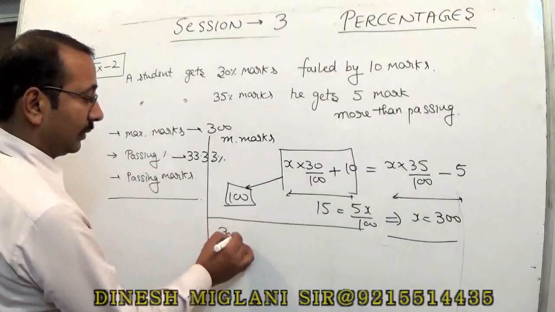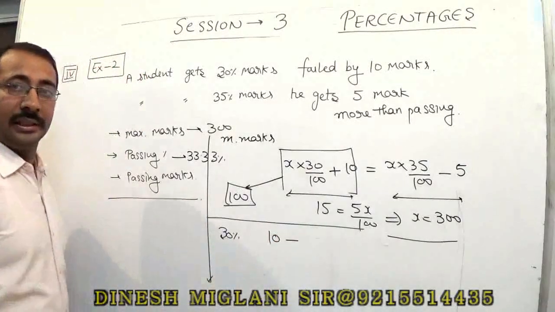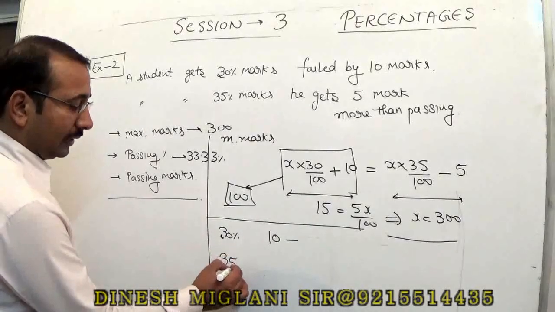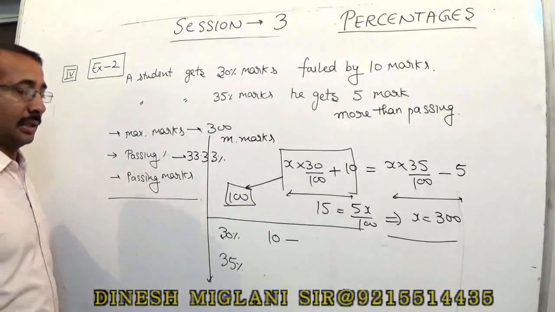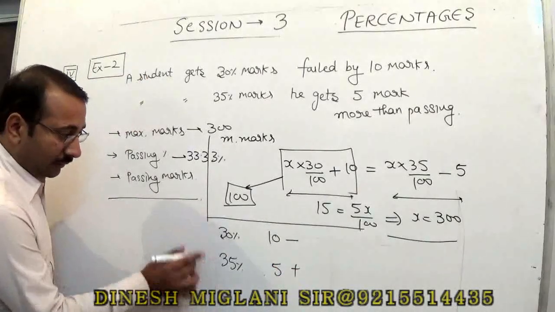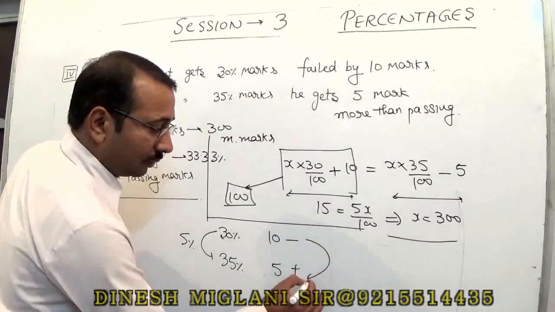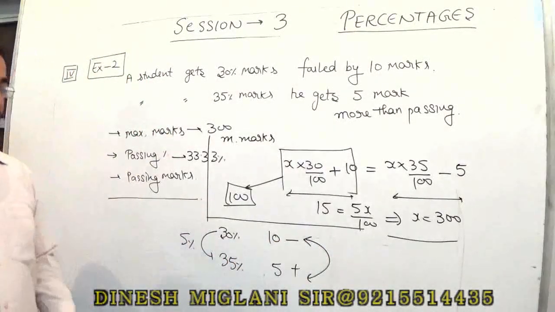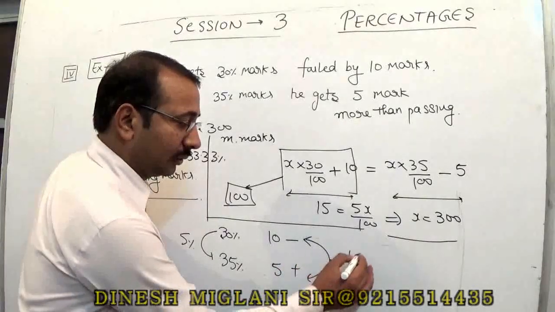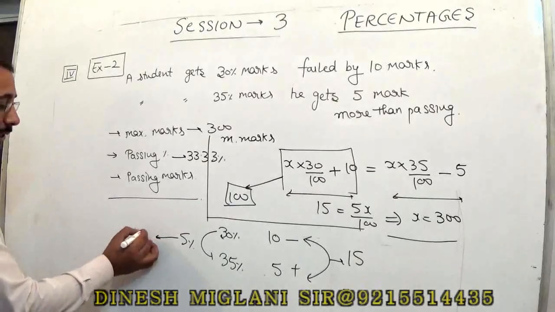Means when he gets 30% of the marks, he fails by 10 marks. Means that he gets 10 marks less. In the second case, when he gets 35% of the marks, he gets 5 marks more. What is the difference in the percentage? 5%. What is the difference in absolute value? First he was 10 marks less, now he is 5 marks more. It means this is equal to 15. So we can say 5% would be taken as 15.